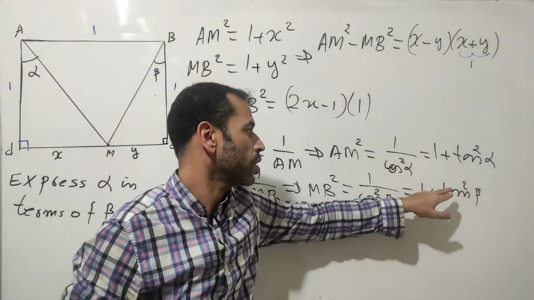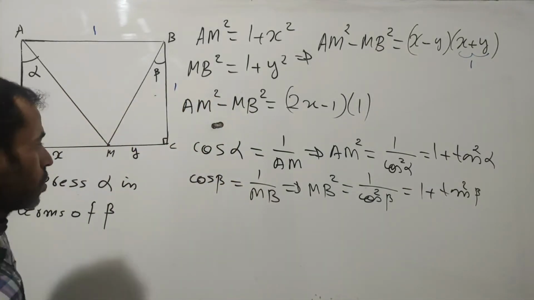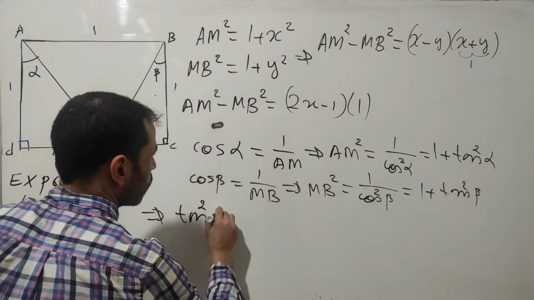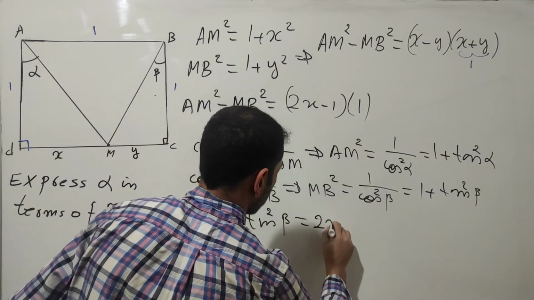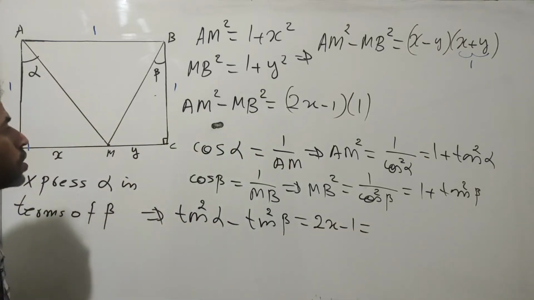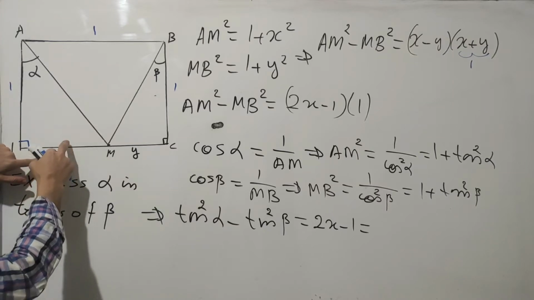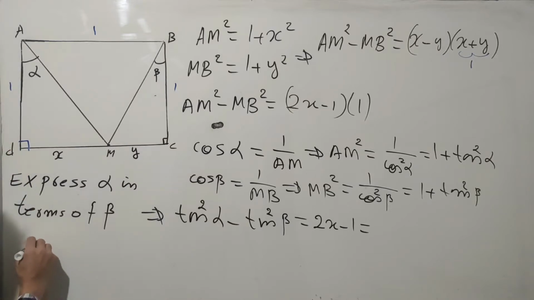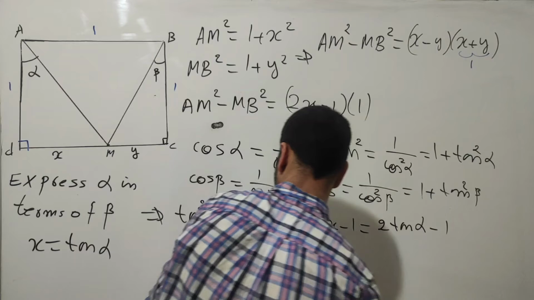So I get rid of the 1, and I have tangent squared alpha minus tangent squared beta, which equals 2x minus 1. Also, tangent of alpha equals opposite over adjacent, which is x over 1, which means x equals tangent of alpha. I replace it here and get 2 times tangent alpha minus 1.